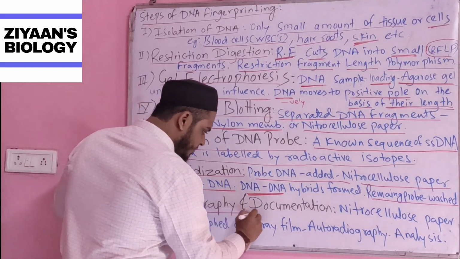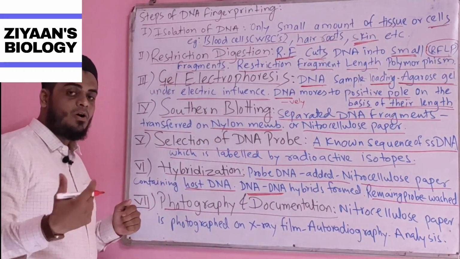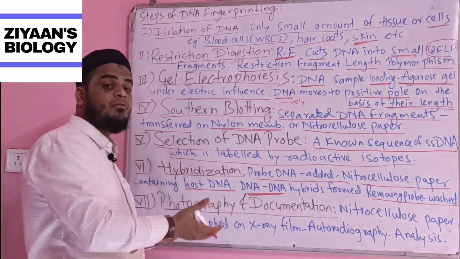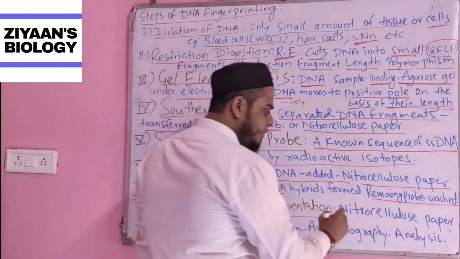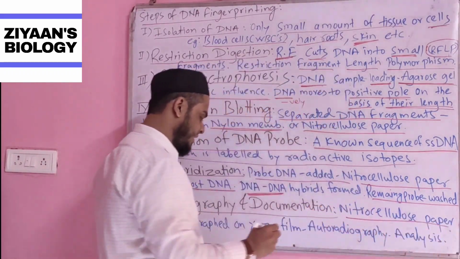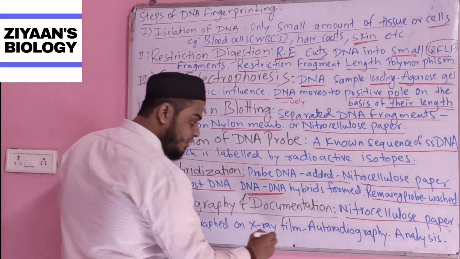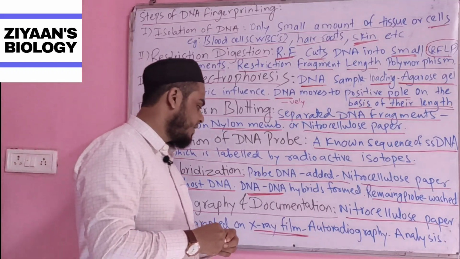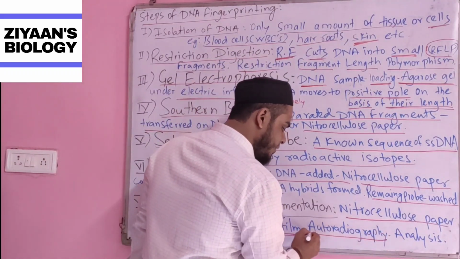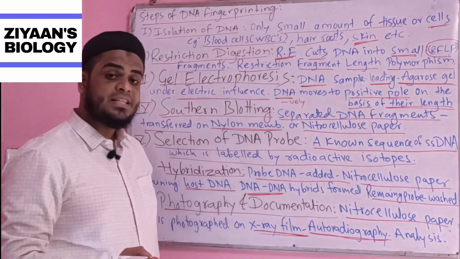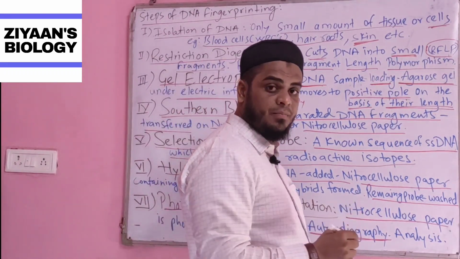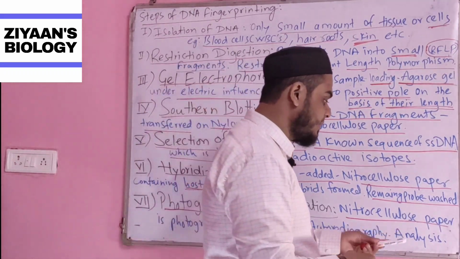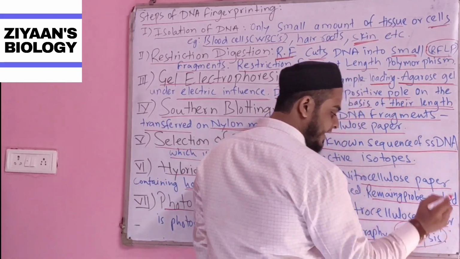At last we'll be dealing with the photography and the documentation of what we have got: the result on the nitrocellulose paper or the nylon membrane. For that, the nitrocellulose paper is photographed on X-ray film, and here you call it autoradiography. After that, you will be able to analyze the number of VNTR sequences which are present, and that process is called the analysis.